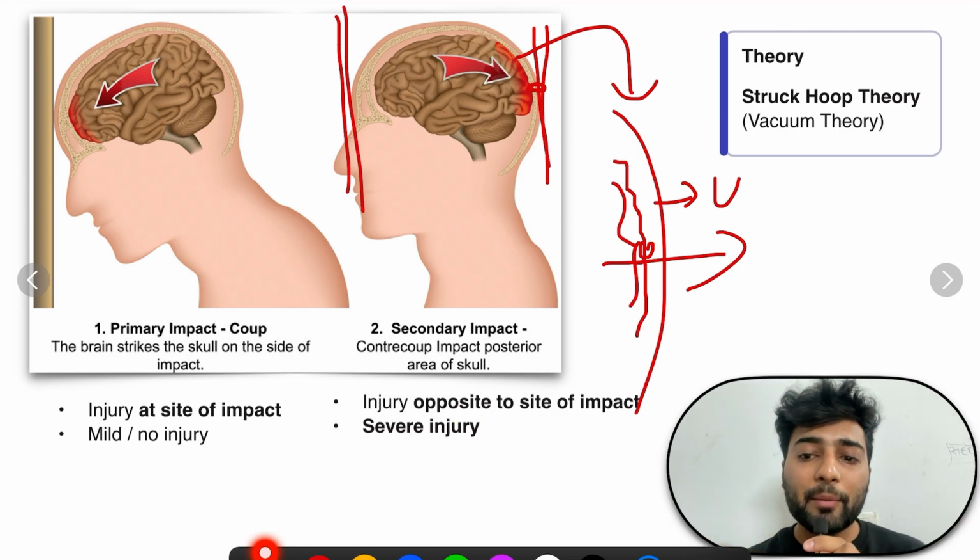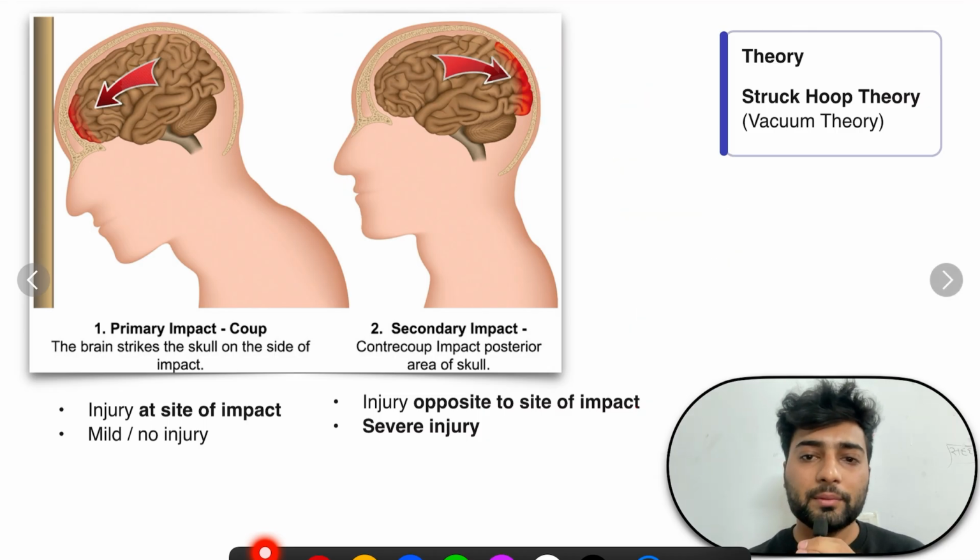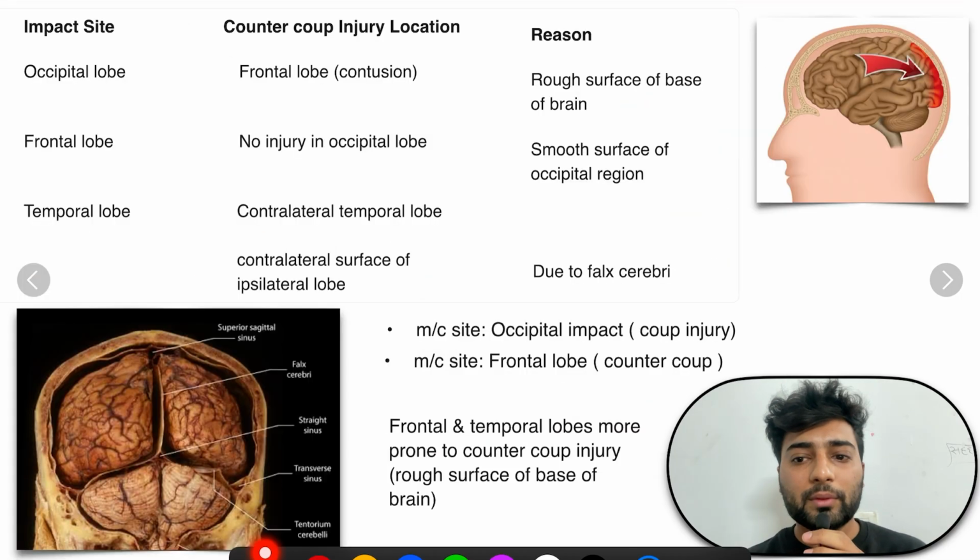And where are these injuries happening? They are happening in the brain. Okay, not the skull. We are not talking about the skull, we are talking about the brain here. So we have strike hoop theory or vacuum theory. So now let's see, now we are comparing the impact side.